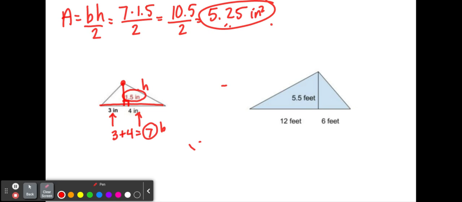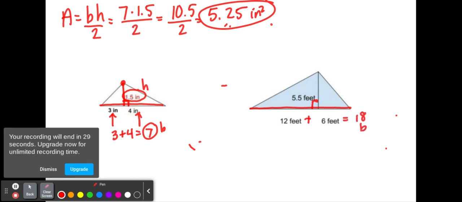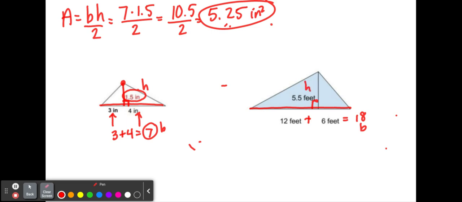Okay, and then my other example over here, I have another acute triangle. I need to find my base and my height. Now, it doesn't have the right angle, but you can put it in there if you wanted to. Okay, so I need to add my 2 bases together to get the entire base of this triangle. So I would do 12 plus 6, which would give me a base of 18. And then my height would be 5.5.